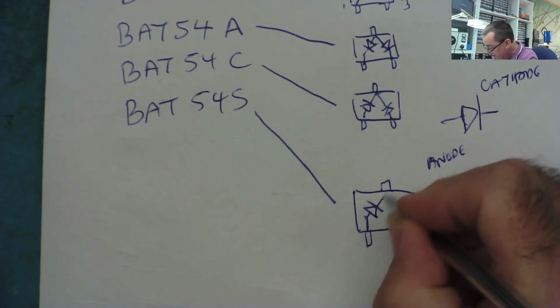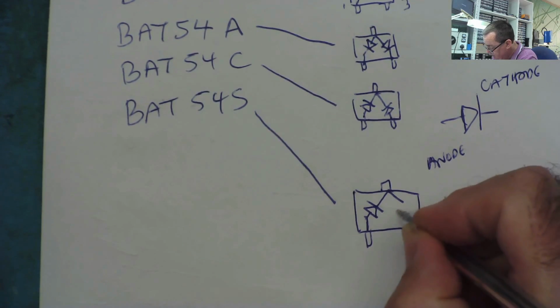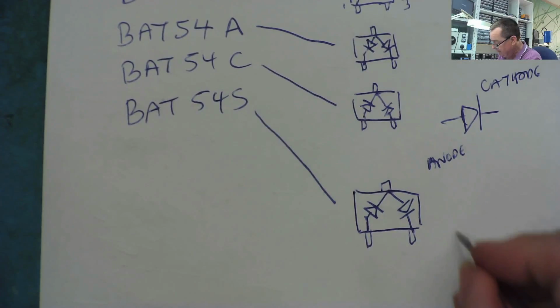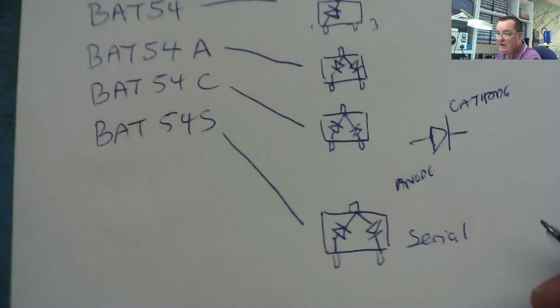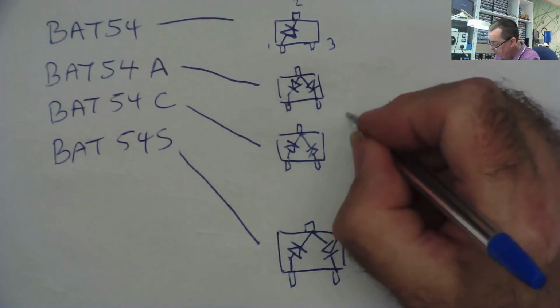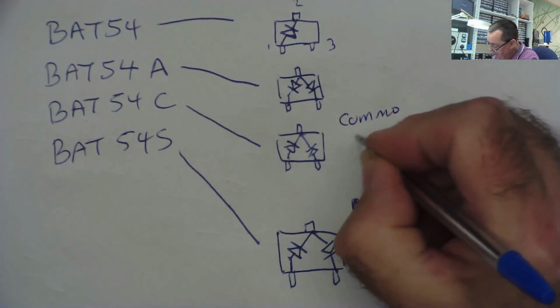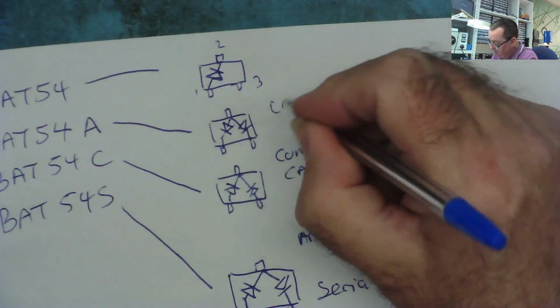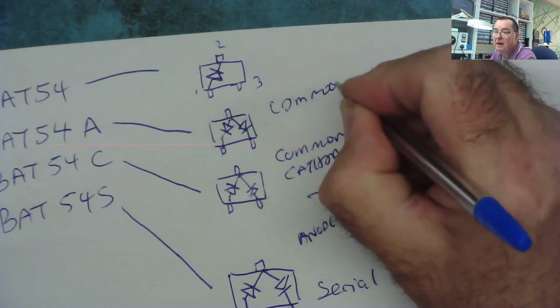One diode like this, and one diode like this, the other way around, coming to here. And this is serial. Serial, common cathode, common anode. My writing's bad, isn't it?